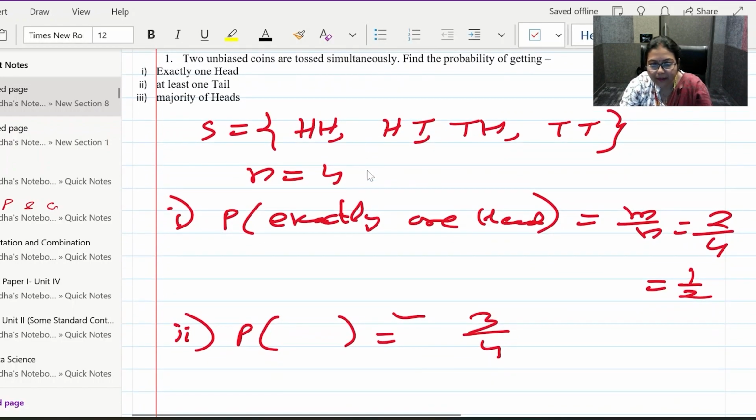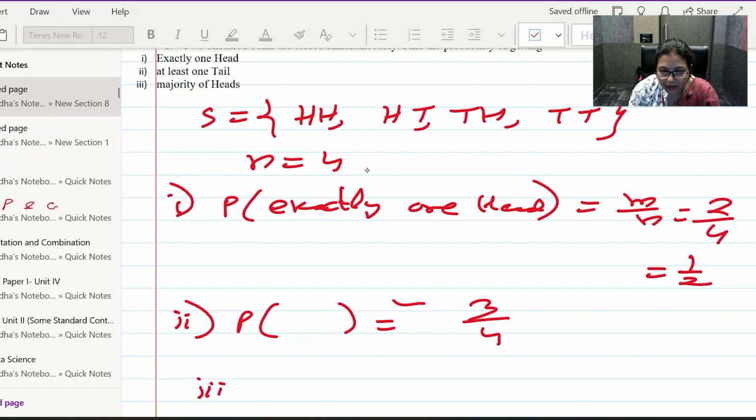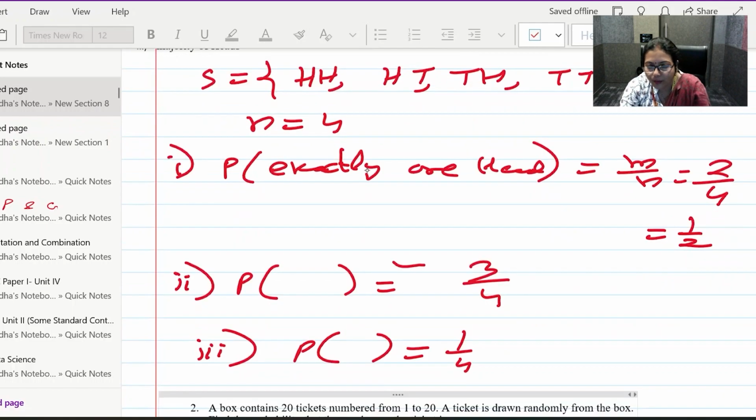Majority of heads. Majority of heads means actually the meaning is more number of heads than tails. More number of heads than tail. First case, it satisfies this condition because there are 2 heads, no tail. So majority heads you are getting here. Here exactly 1 head, 1 tail. So there is no majority of head. Second case, third case, fourth case, it is not satisfying the condition. What is the condition? Majority of heads. So how many outcomes are satisfying? Only one, the first one. So the answer is 1 by 4. Okay, so the first answer is half, second answer 3 by 4, and the third answer is 1 by 4.